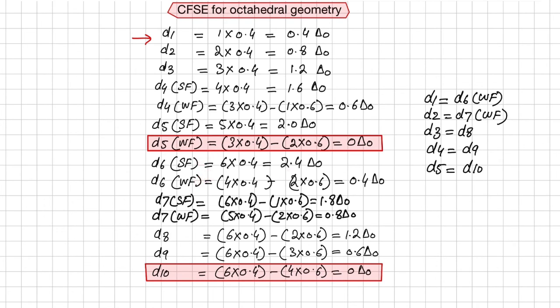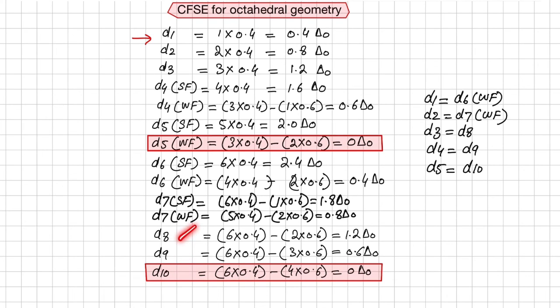Similarly, the D6 system contains two cases. For the strong field case the value is 2.4, and for weak field the value is 0.4 delta O. So we have seen that weak field ligands always make less stable complexes compared to strong field, as we have seen in the D4, D5 and D6 systems. Similarly, in the D7 system the trend is the same: the strong field case will make more stable complexes compared to the weak field. Then D8, D9 and D10.